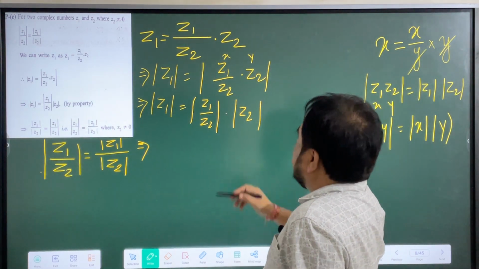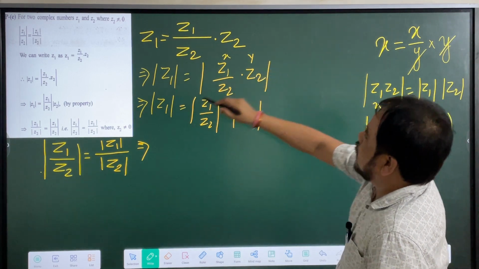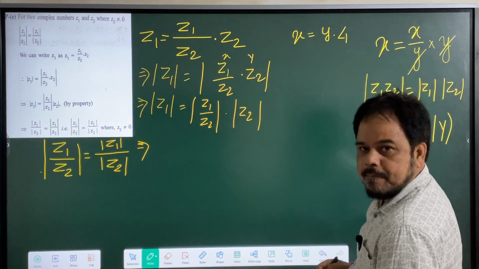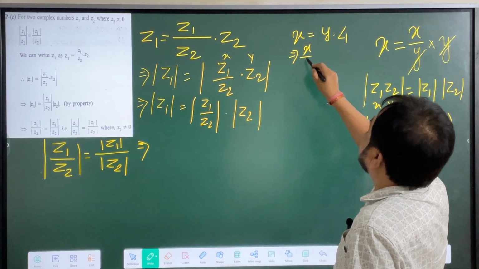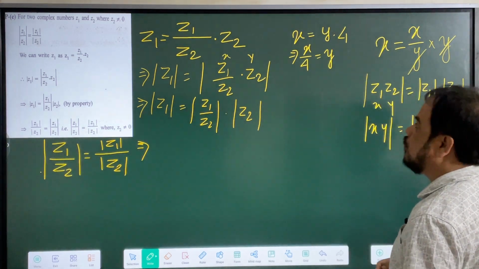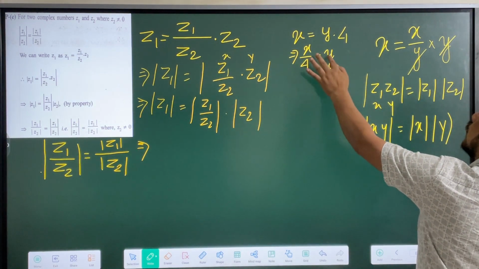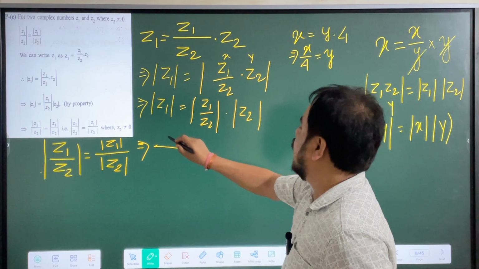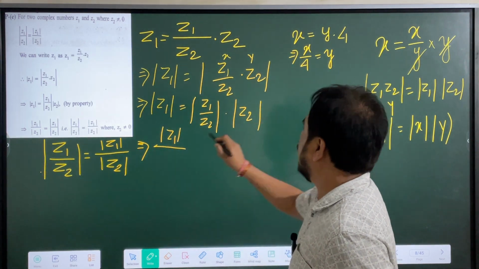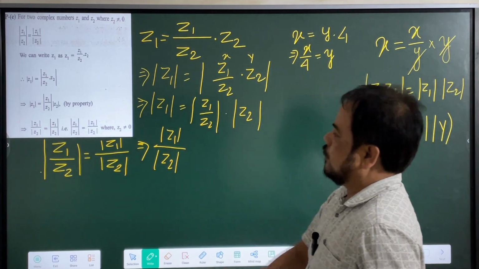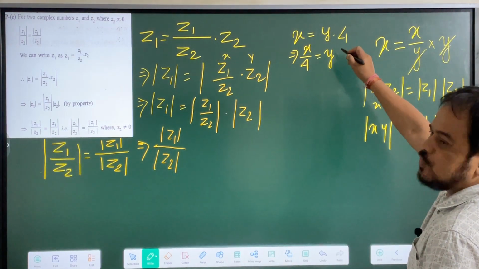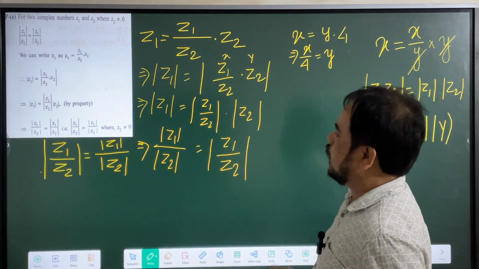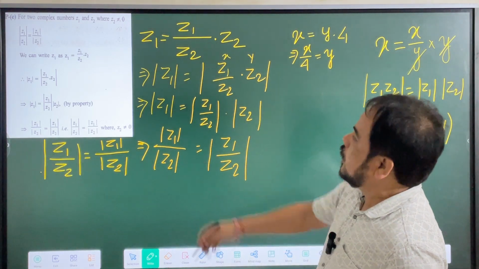Now what we will do, look here, this one you may not understand. X is equal to Y into 4. Then what can be written? X by 4 equals Y. Same thing. I hope you understand. If we cross multiply, 4 into Y, 4Y. So same thing. This one you think as 4. This Z1 as it is, this will go down here. I hope you understand. If you have understood this one, you will understand this. Equals mod of Z1 by Z2. So actually, what we have to prove? This one.